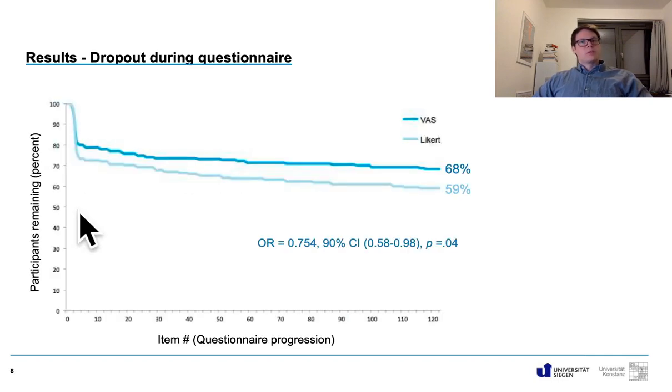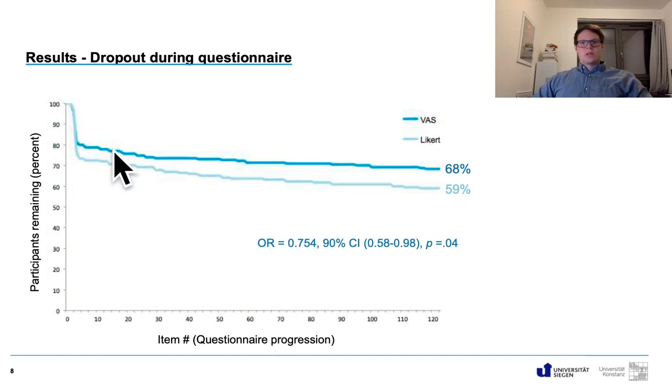The results with regard to dropout are shown in this graph. So this is a dropout curve. On the y-axis, you can see how many participants are still remaining in percent. And on the x-axis is the questionnaire progression or the item number. So from left to right, you progress through the questionnaire, and during that time, people can drop out whenever they want. They just close the survey.